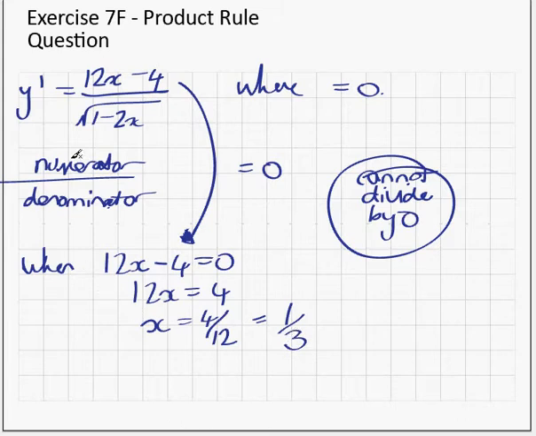Good practice just to check that at this point this bottom piece doesn't make the gradient function undefined. 1/3 into here will give me 2/3. No, it's not going to be 0, so therefore this is where the gradient equals 0.